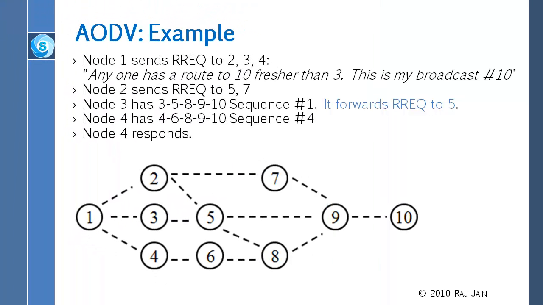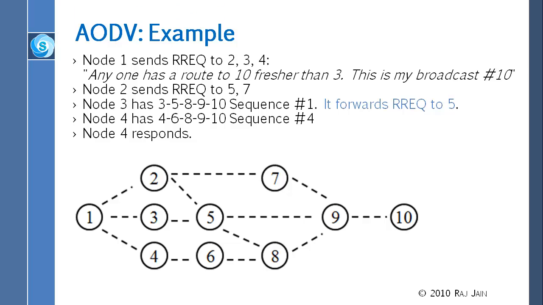Here is an example. Again, the same network. We are going from 1 to 10, and we send the request to 2, 3, and 4, and we say that my sequence number is 3. So node 2 doesn't have anything, it sends RRQ to 5 and 7. Node 3, on the other hand, has sequence number 1.